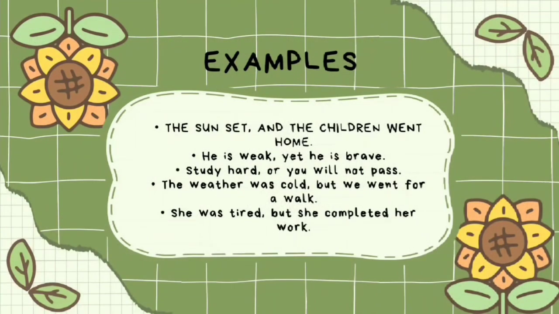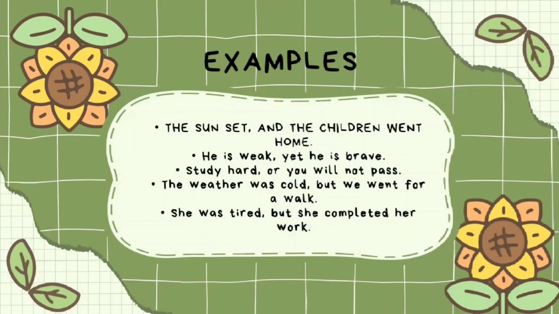Examples: The sun set and the children went home. The sun set is an independent clause. The children went home is another independent clause. These two sentences are joined with the help of the coordinating conjunction and.